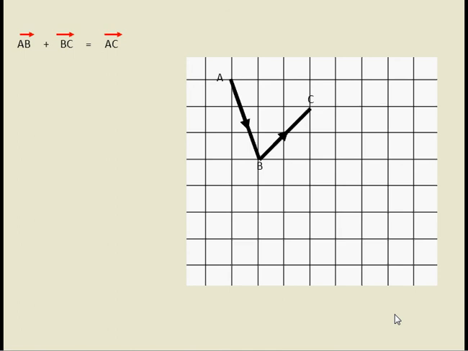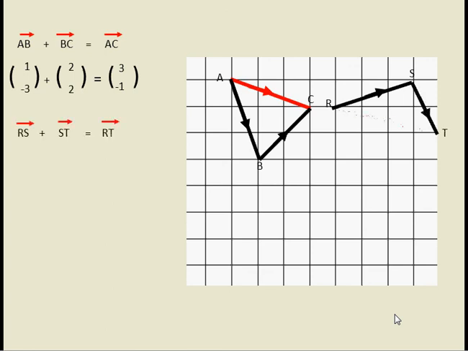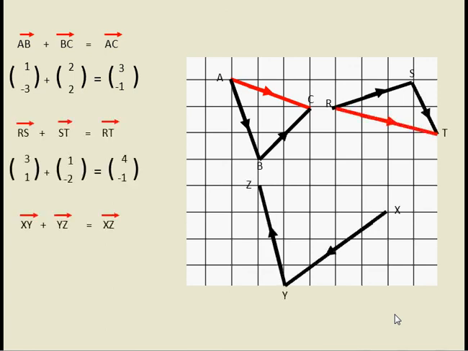AB plus BC equals AC. You can check those numbers yourself. Here's two more examples. Okay, you can see how the red vector there corresponds to the answer here when you just add the other vectors.